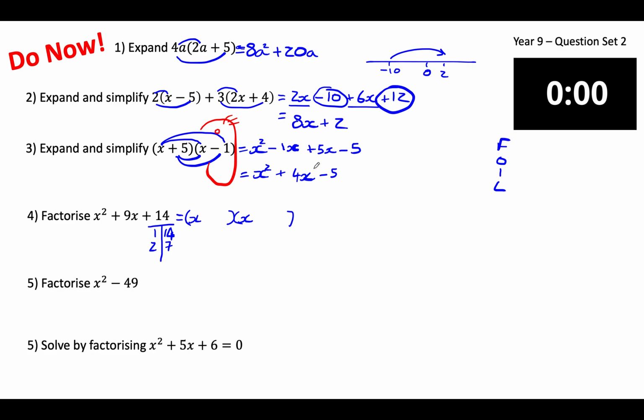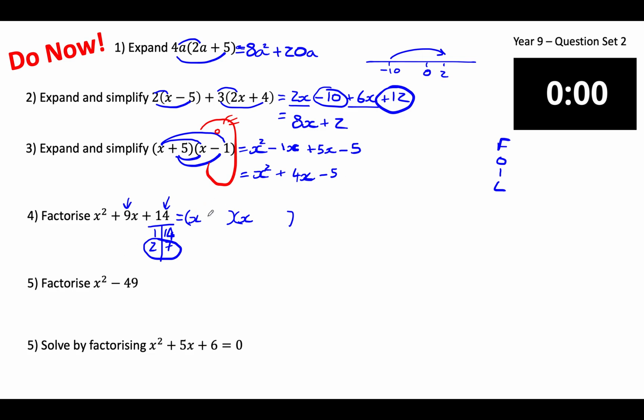But where did the 4 come from? Well, that came from putting the 5 and the minus 1 together, basically adding them together. So we want the pair that adds together to make this number. So they multiply together to make the end one, but add together to make 9. And that is that pair there, 2 and 7.